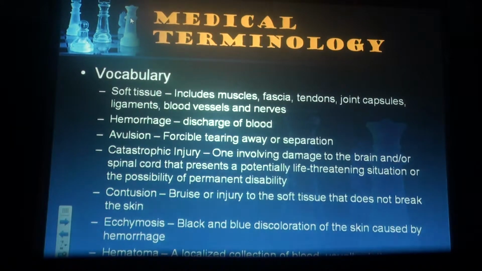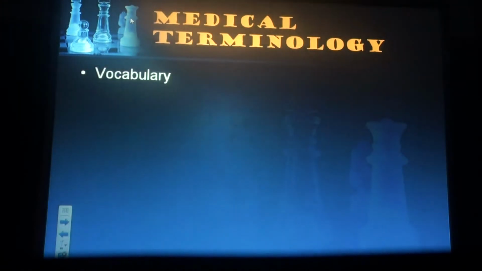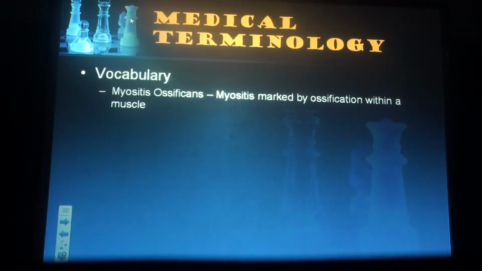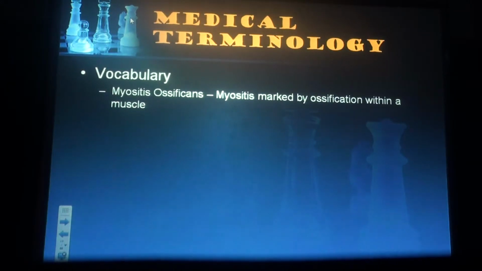Hematoma, a localized collection of blood, usually closed, meaning it's in the body, that is confined within an organ, tissue, or space. Myositis ossificans. Myositis marked by ossification within a muscle. Ossification is a calcification process. So when you injure a muscle, if the blood sits there long enough, you get a hard ossification or a calcium deposit within the muscle if it's not taken care of.